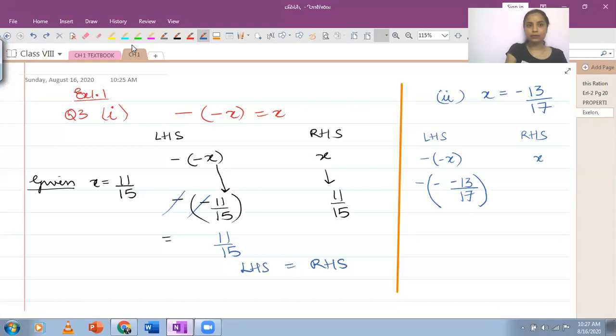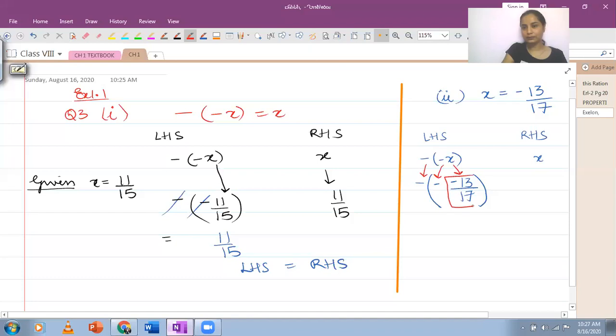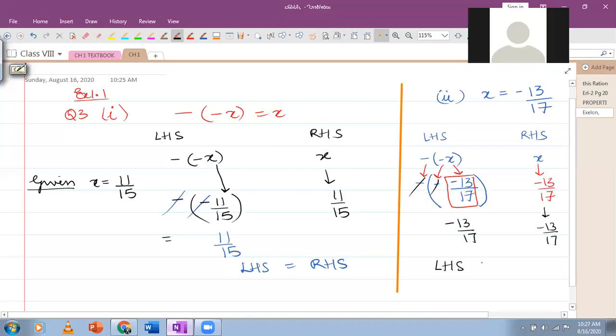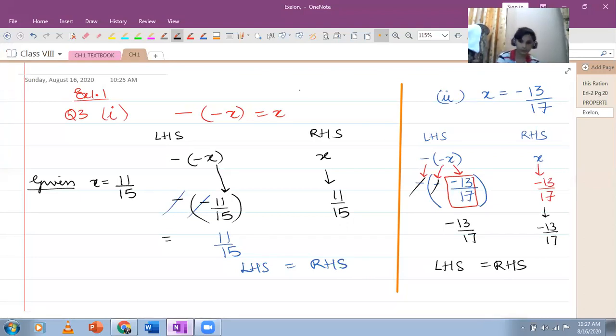Observe very carefully. This one might get a little tricky here. This minus is here, this is the minus, and this is our value of x. Minus plus: this minus gets cancelled with this minus, so this remains. And here it is as it is, right? So what do you say? Are the two sides equal? Yes, ma'am, both are equal. This is what we wanted to check.